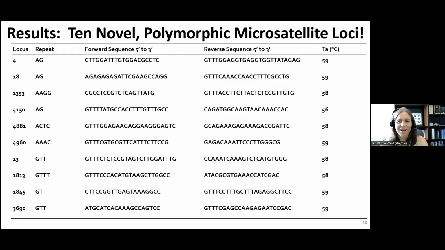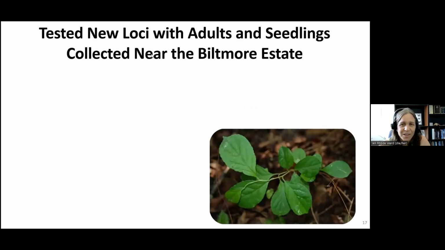So that was exciting. Then I decided to try to apply those microsatellite loci to some of my plant samples from 10 years ago. When I was first collecting plant samples, I collected them in radii out from the Biltmore estate. I just started with the first radius, and I asked myself, is there a difference in diversity between the adults and the seedlings in this area right by the Biltmore estate? So I tested them with the adults and seedlings. I started with 28 plants, so not very many plants.